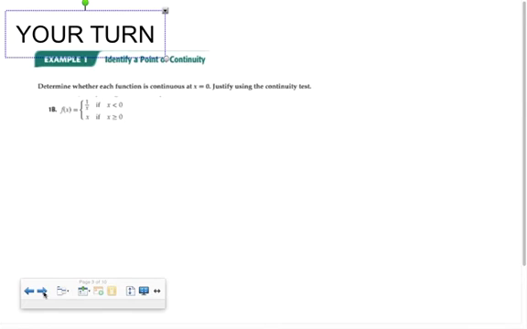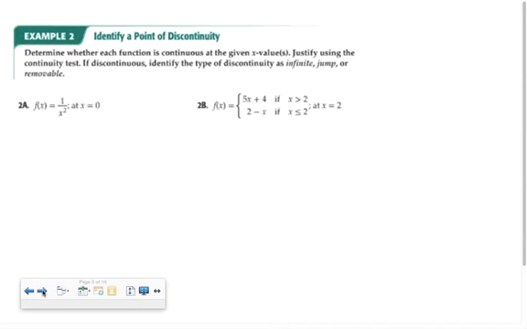Take a moment and work through the your turn below. Once again, we're determining if a function is continuous at a given x value. We're justifying using the continuity test. This time, if it is discontinuous, they are asking us to identify what kind of discontinuity we have.